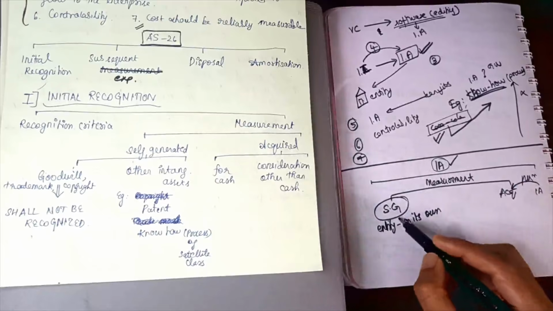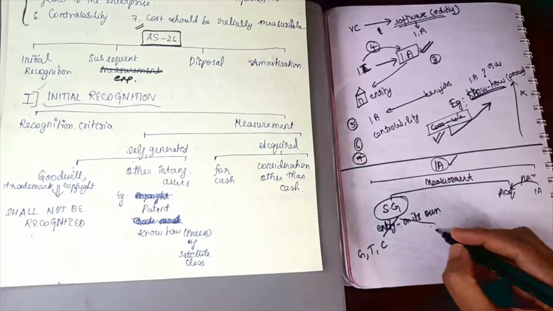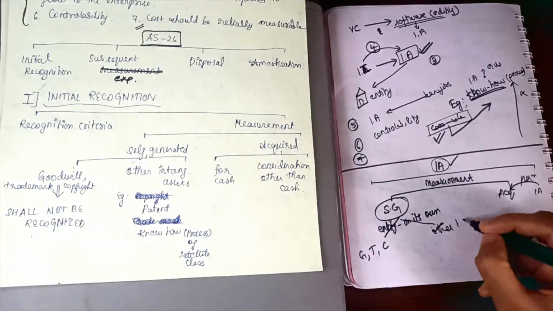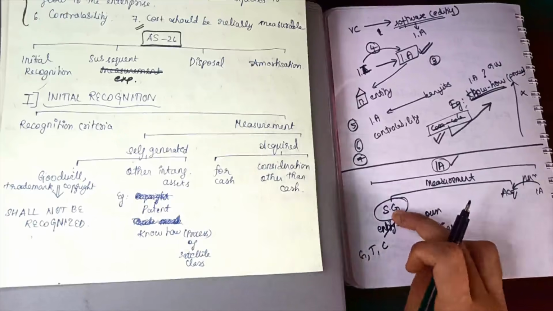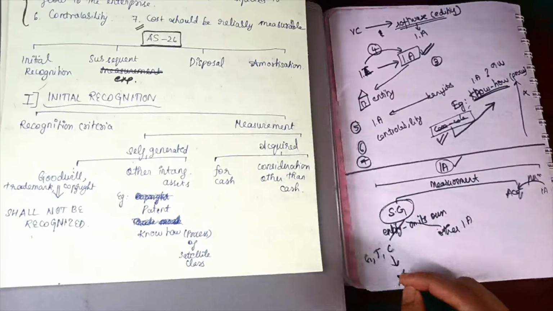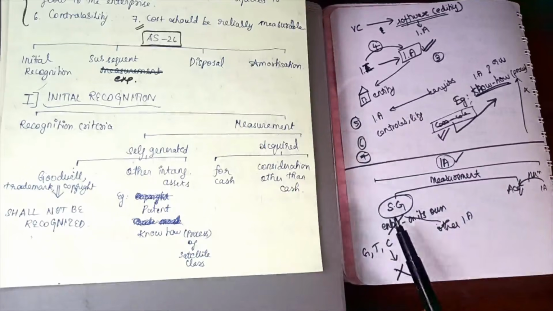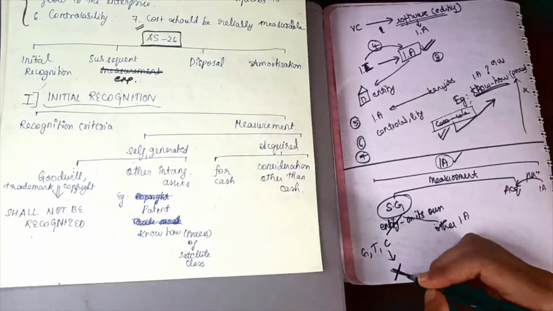So under self-generated, you have two types. Intangible assets under self-generated are classified into two parts. One is goodwill, trademark and copyright, and the other one is all other intangible assets. How will you record goodwill, trademark and copyright which is self-generated in your entity? You will not recognize it at all in your books of accounts. So always remember, if you have self-generated goodwill, self-generated trademark or self-generated copyright, you will never recognize it in your books.